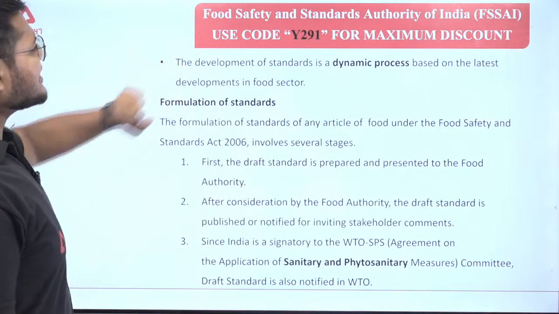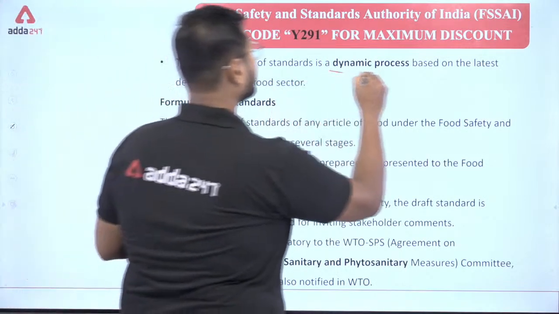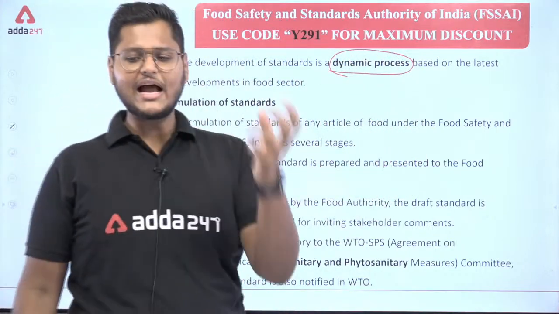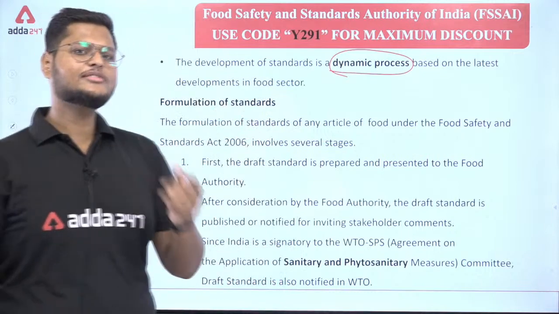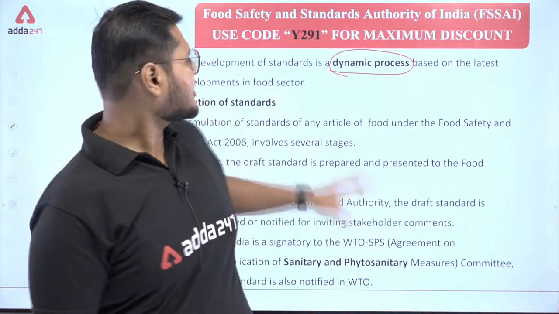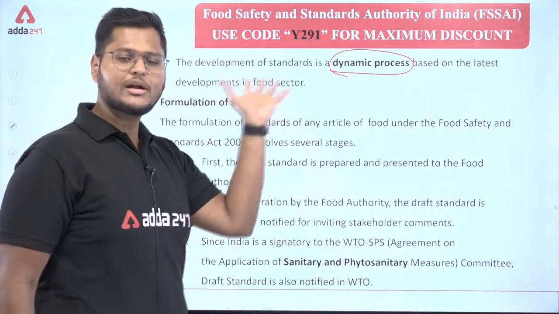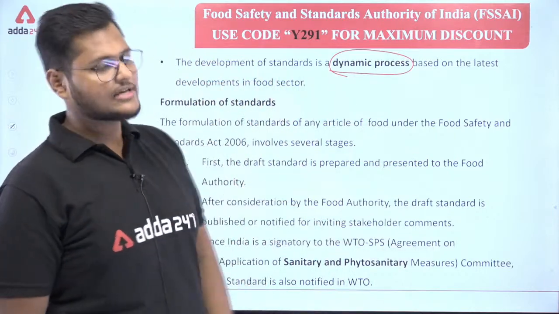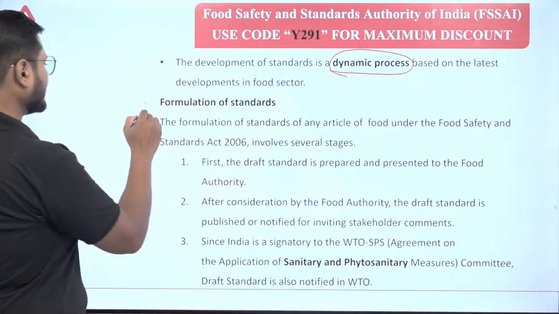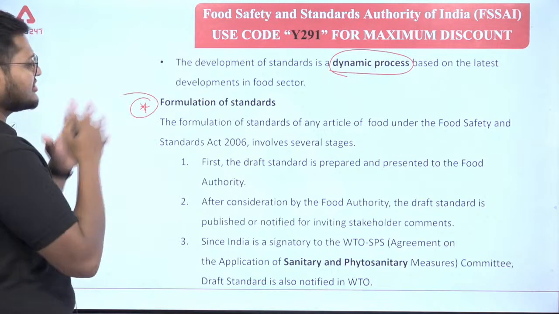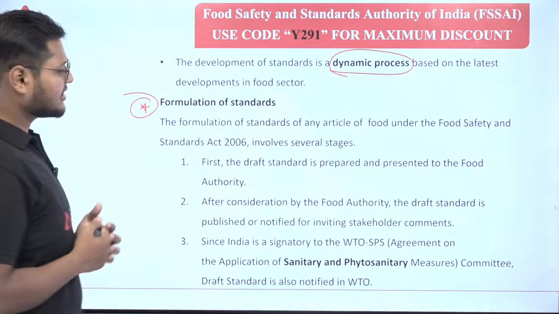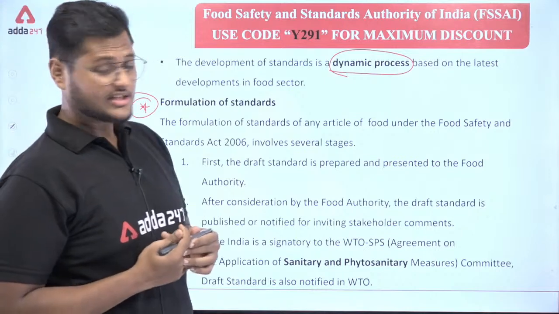Next, the development of standards is a dynamic process. Why? Because the research keeps on going and these standards keep on changing, okay. It's not stable, okay. Dynamic means something that keeps on changing, right? So the research also goes on and these standards are also updated. That's why it is known as a dynamic process. Now regarding the formulation of standards, the formulation of standards of any article of food under the Food Safety and Standards Act 2006 involves several stages, okay.